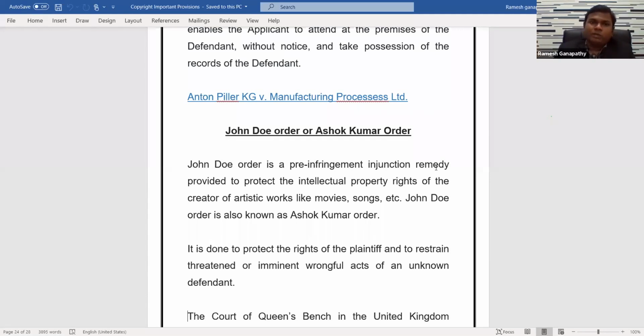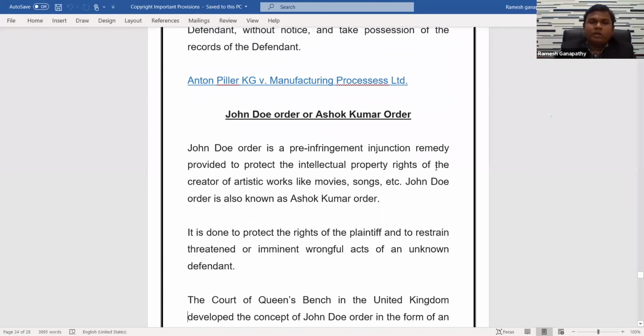But what is the actual concept? John Doe order is a pre-infringement injunction remedy provided to protect the intellectual property rights of the creator of artistic works like movies, songs, etc. John Doe order is also known as Ashok Kumar order. As I said, it is not even an injunction. It is a pre-injunction remedy. What does it give?